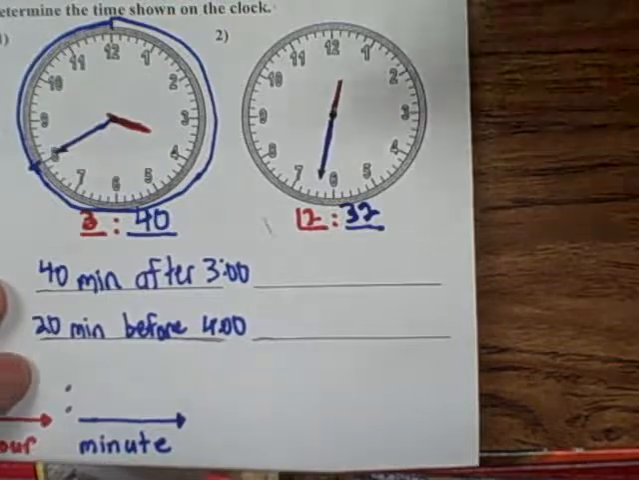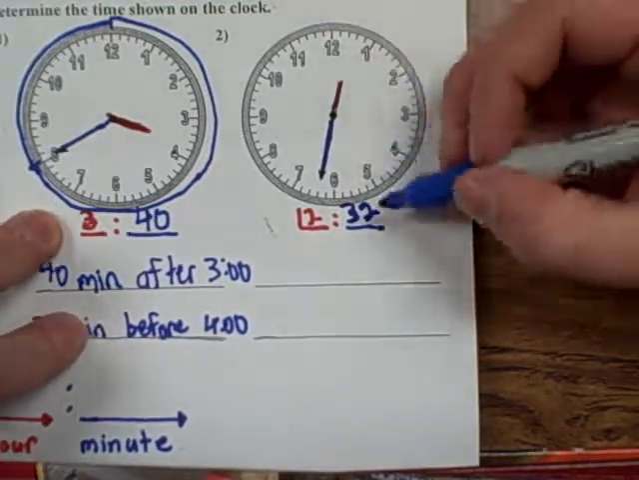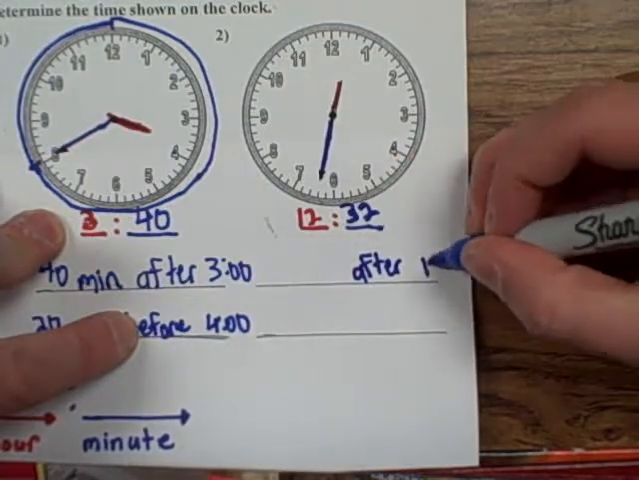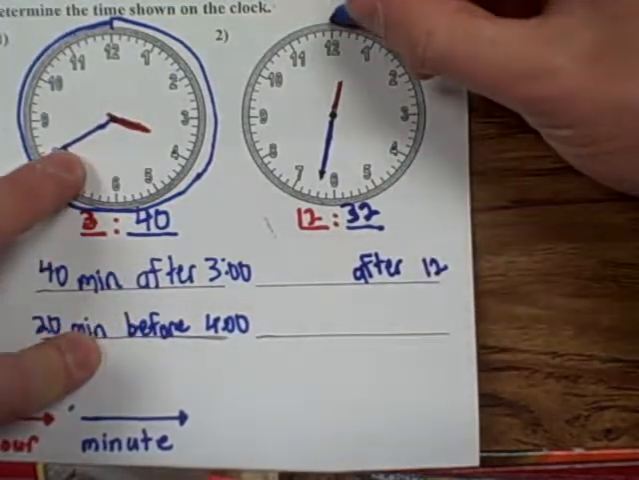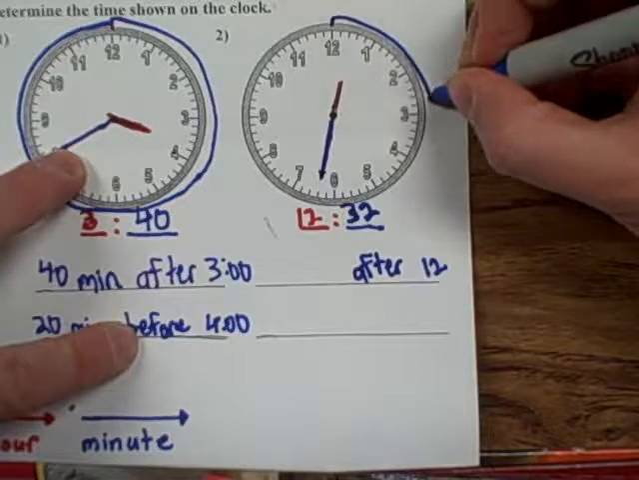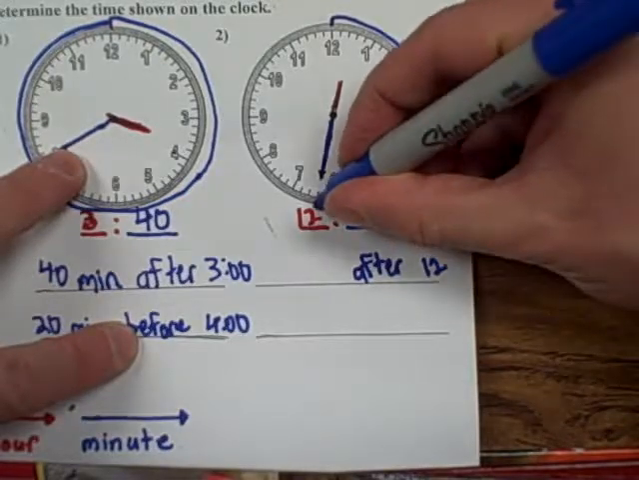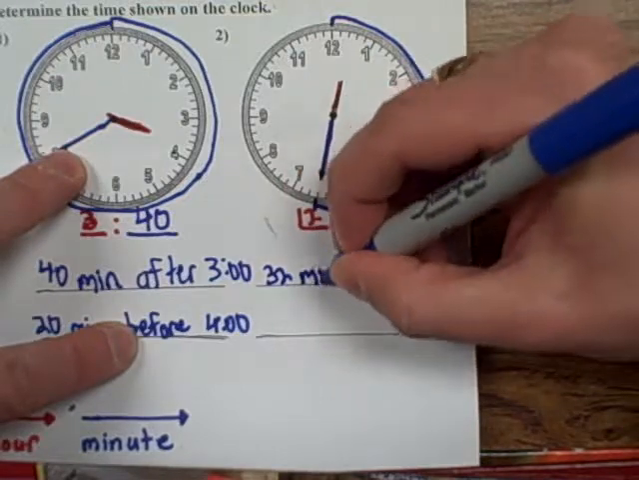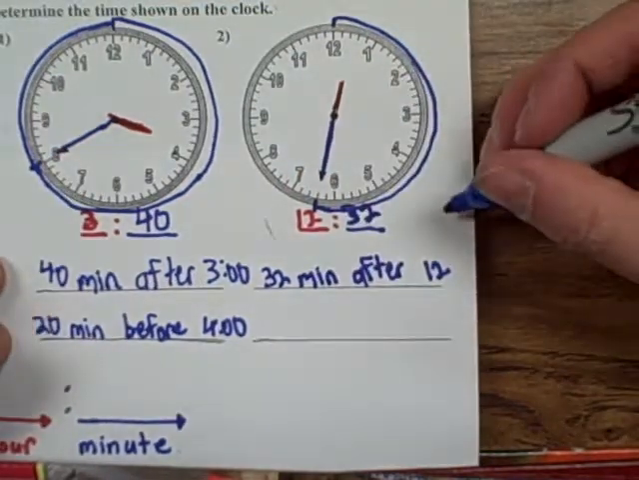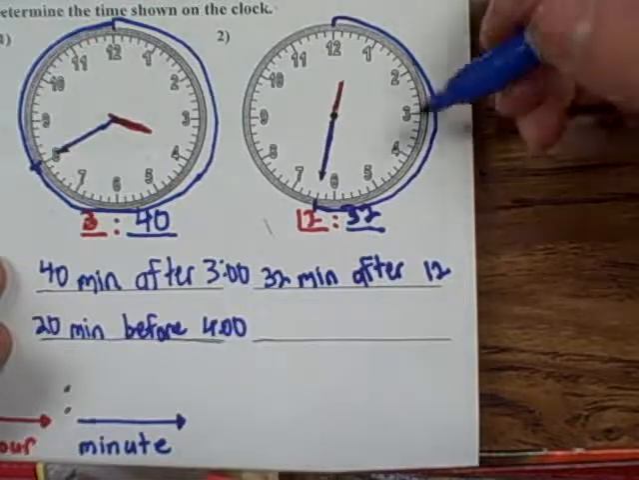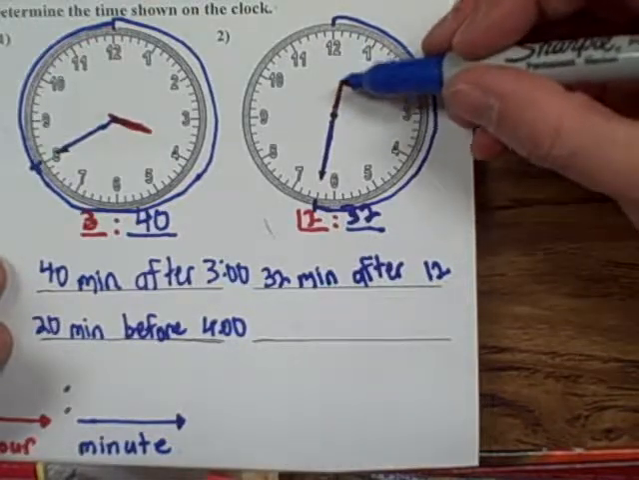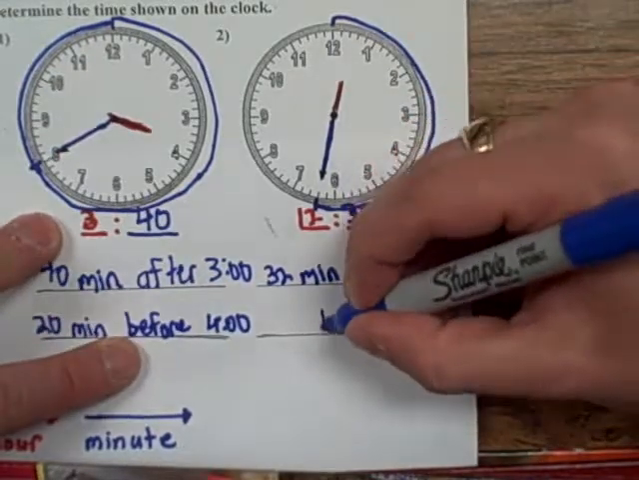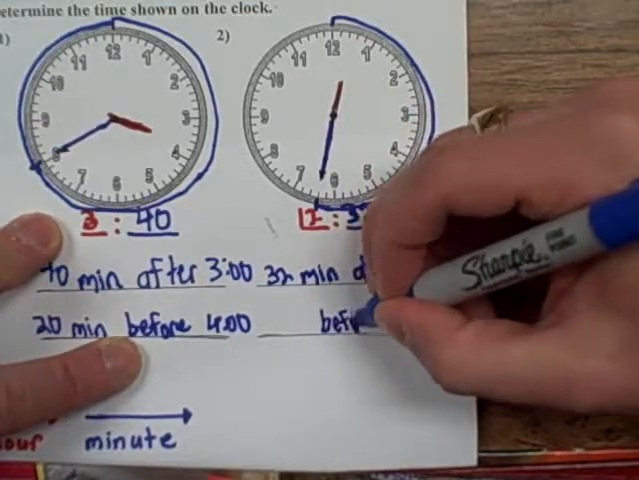That means how many minutes after 12 is it? Well, first of all, it is after 12. Start at the 0 and go all the way around. And we already figured out that it's 32 minutes after 12. How many minutes before the next hour is it? Well, what is the next hour? After 12, the next hour is 1. So it's before 1 o'clock still.